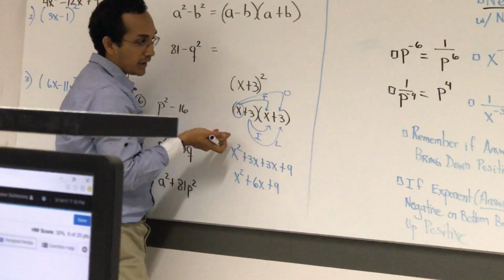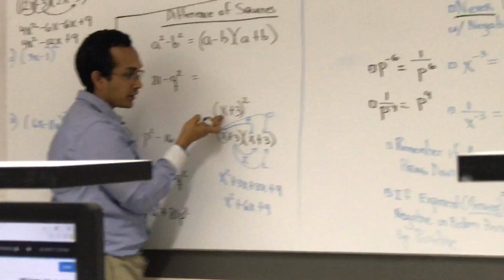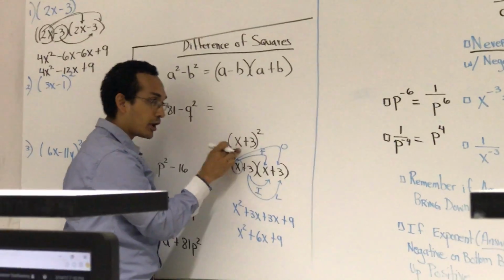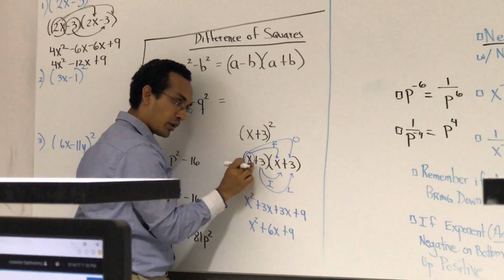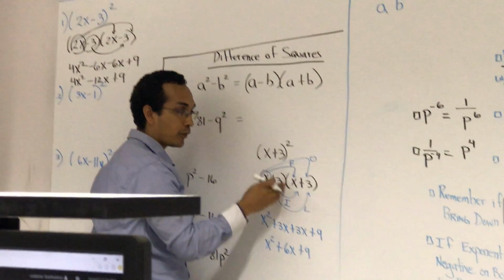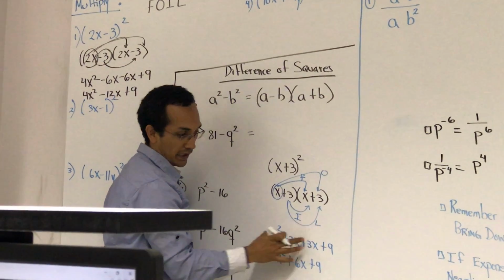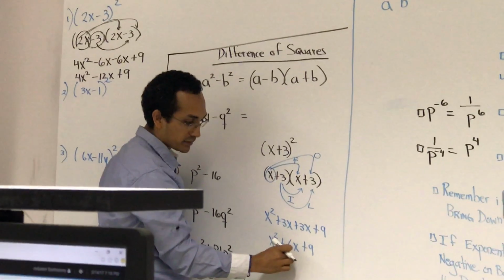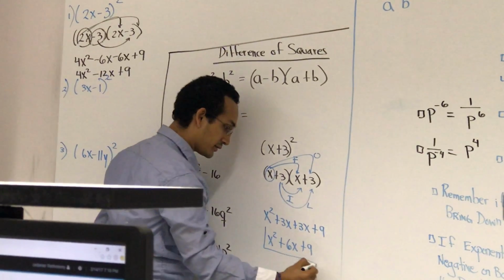So the process when you're doing something that looks like this: you copy paste whatever's inside twice. Copy paste, copy paste. Then you apply the FOIL method. And you combine like terms, and you have your answer. So this is your answer like this.